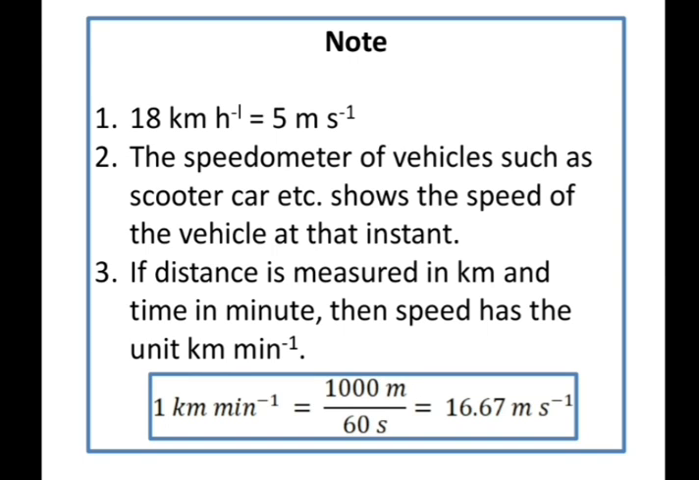Fine. Now the second point is what? All vehicles have a speedometer which is used to measure the speed of the vehicle, right? The speedometer shows the speed of the vehicle at that instant.